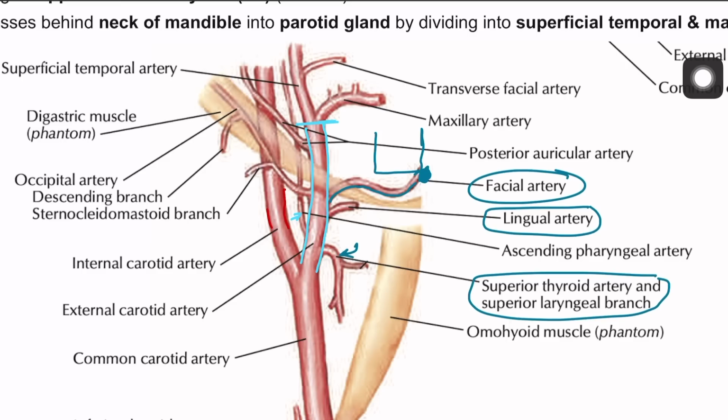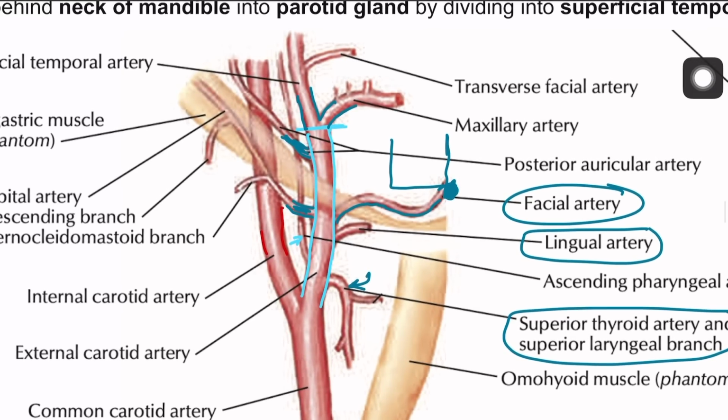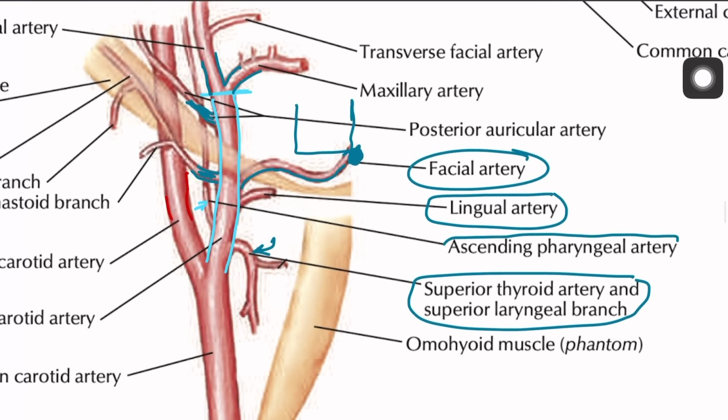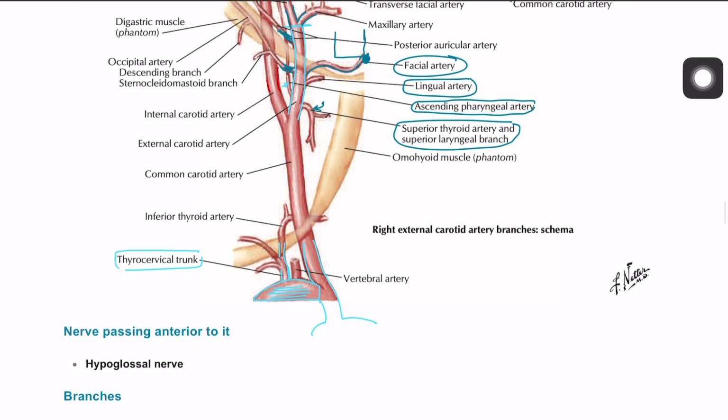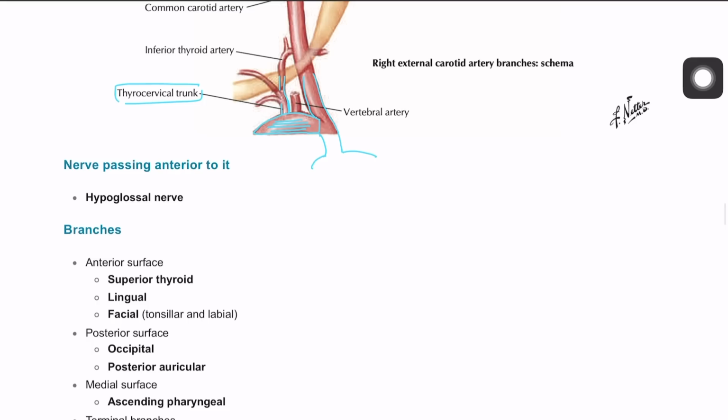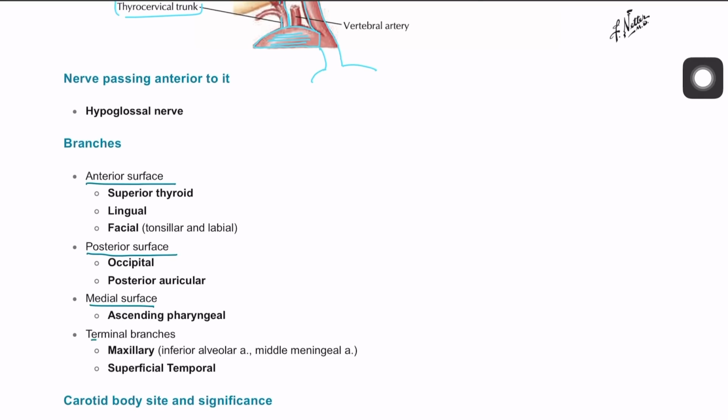Okay, two terminal branches, we mentioned them, the superficial temporal and the maxillary artery. And posterior surface, you have posterior auricular and occipital arteries. So this is occipital and this is posterior auricular. And you have ascending pharyngeal, which comes from the medial surface. You have around 7 branches. It might sound a bit difficult to remember. However, it's easy when you classify it into anterior surface, posterior surface, medial surface, and terminal branches.